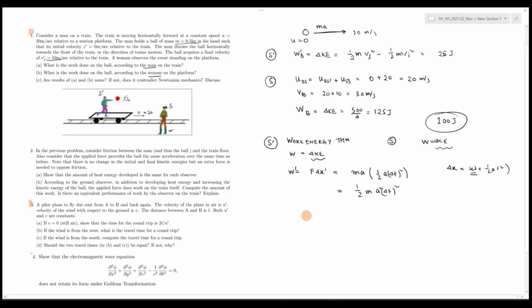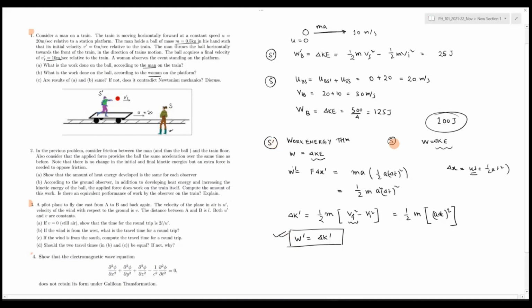Okay, now let us also write the change in kinetic energy from the S prime frame. That will be half m, vf square minus vi square, from S prime, where v is equal to u plus at, which is a delta t. So you see, from S prime we are getting W prime equal to delta K prime. So the work energy theorem is true in S prime.